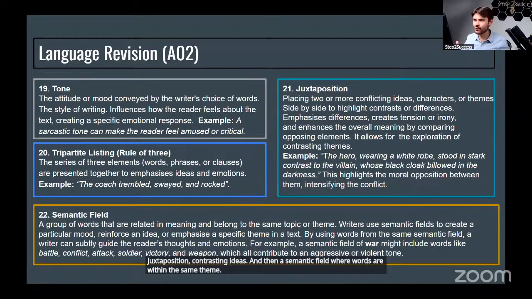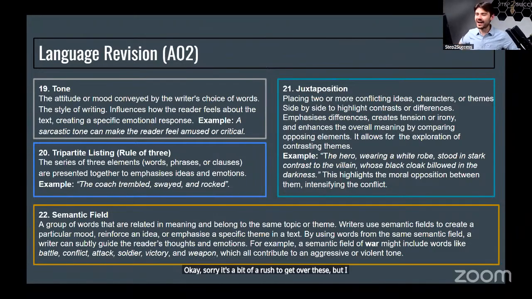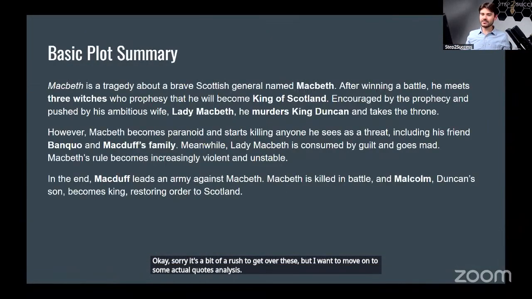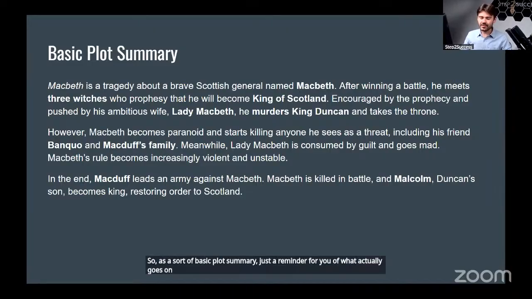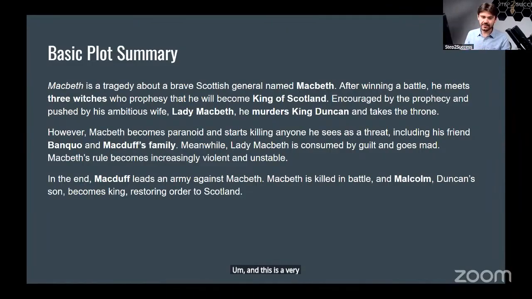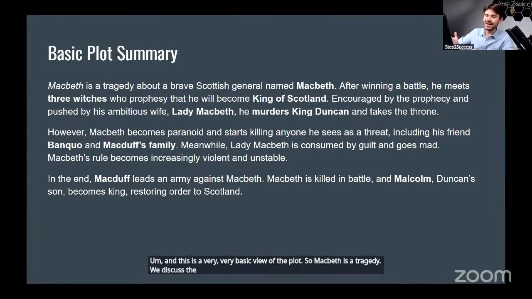Okay, sorry it's a bit of a rush to get over these, but I want to move on to some actual quote analysis. So, as a basic plot summary, just a reminder for you of what actually goes on in Macbeth. And this is a very, very basic view of the plot. So Macbeth is a tragedy. We discussed the tragic genre in the last hour.